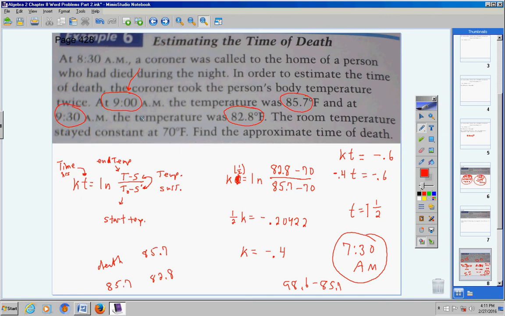And if they got there at 9 o'clock, then go back 1.5 hours earlier, and it's 7:30 a.m. Okay? Guys, I really hope this makes sense. Back up and watch it again if you need to, okay?